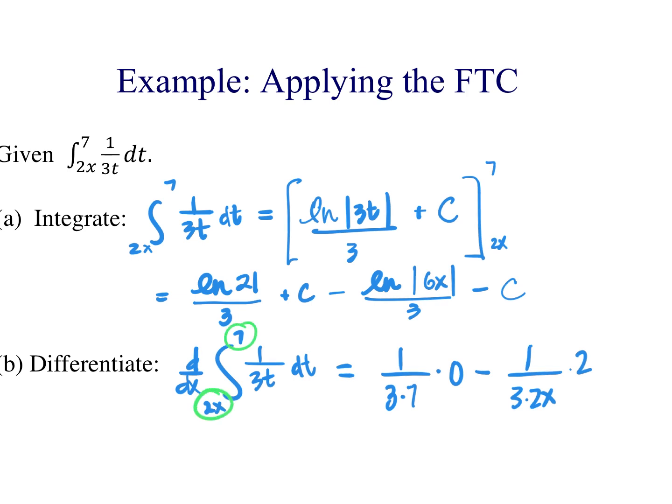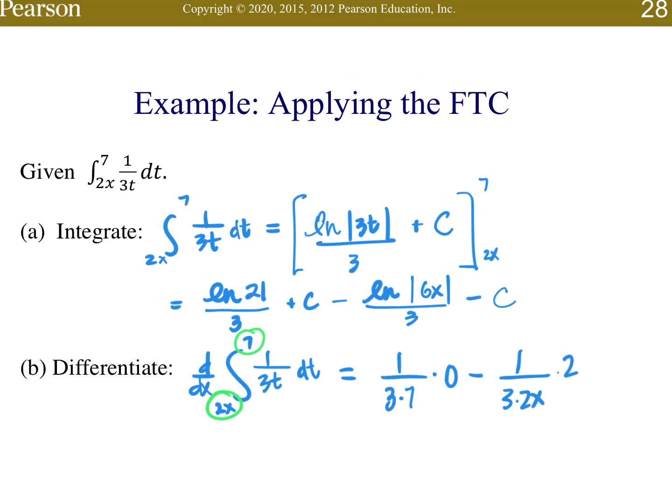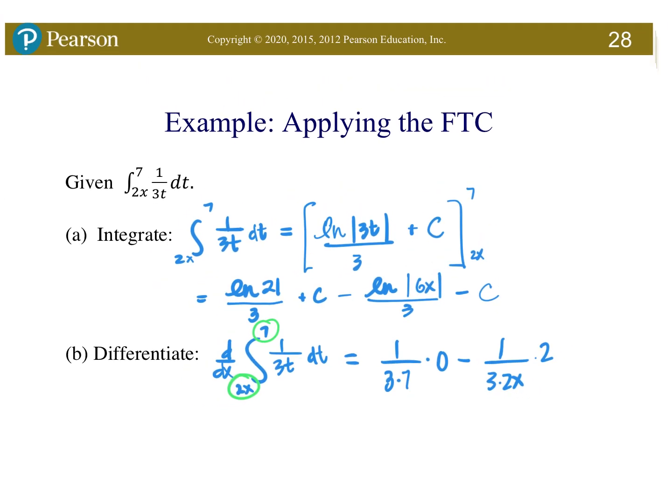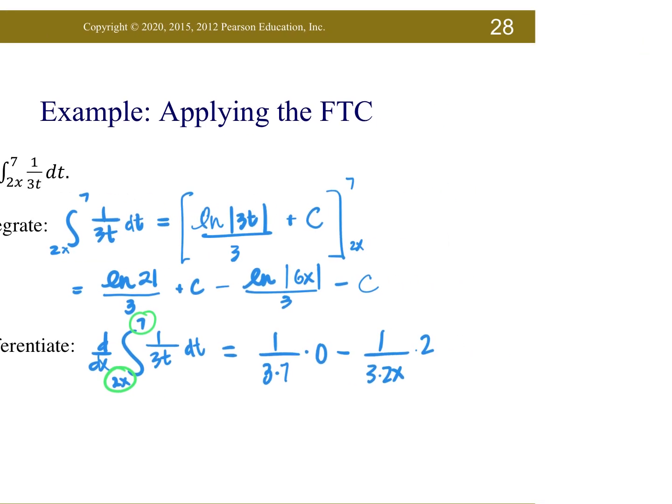The only derivative you have to take are the derivative of the bounds. That's it. The derivative of 7 is 0. The derivative of 2x is 2. That's what you have to remember. It's the easier part. Negative 2 over 6 actually simplifies to negative 1 over 3. So the answer is negative 1 over 3x.